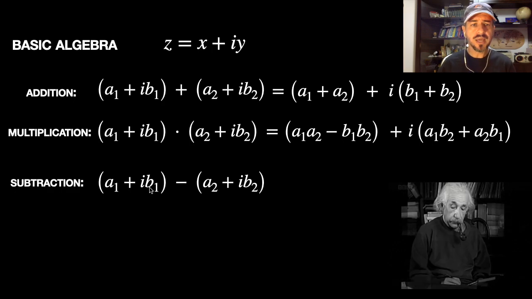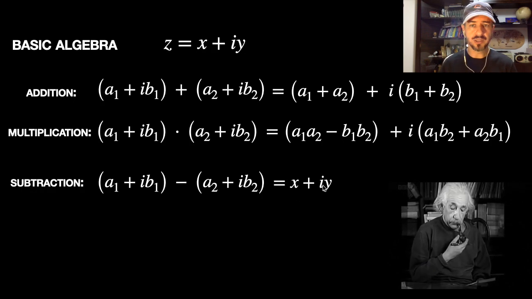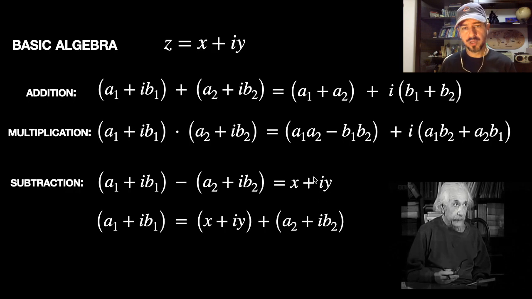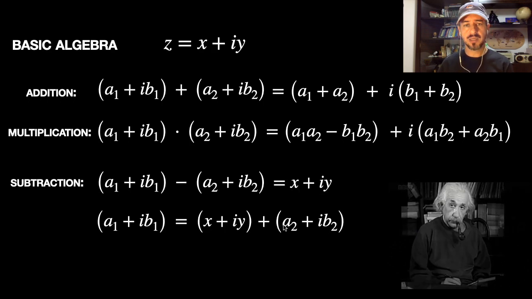Subtraction. In case we want to subtract this complex number by this another one, let's consider this as another resulting complex number, x plus iy. Now we can add, on both sides of the equation, this complex number here. When we add that on the left side of the equation, this term will cancel with the term that we are adding, and the result is a1 plus i b1. On the other side, we will have x plus iy plus the term that we added, a2 plus i b2.